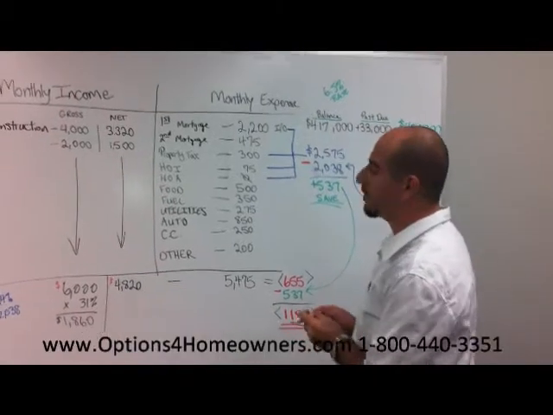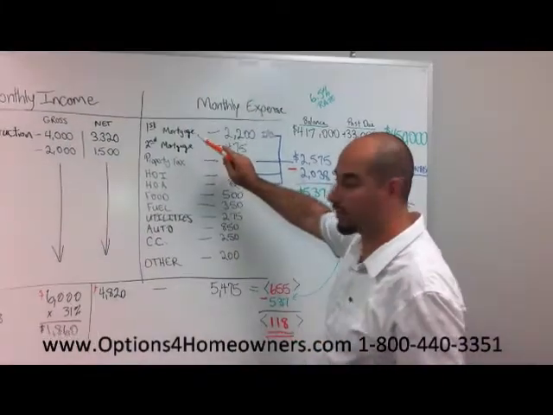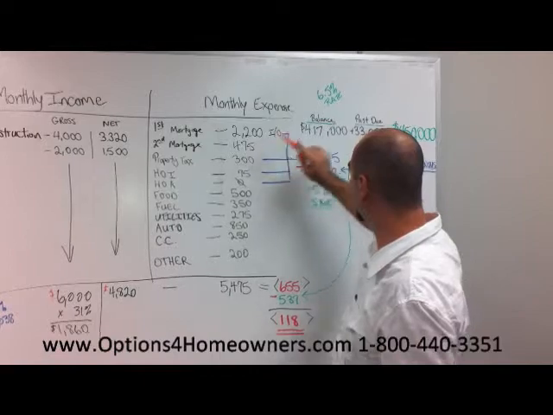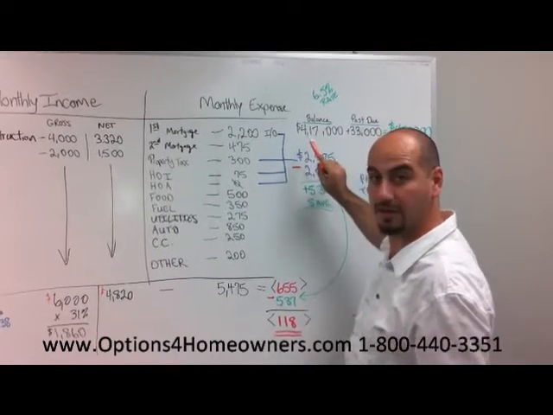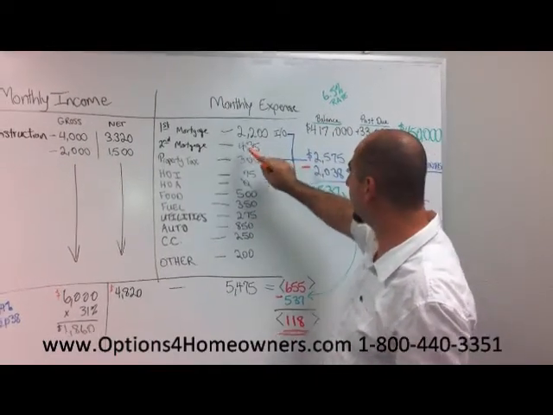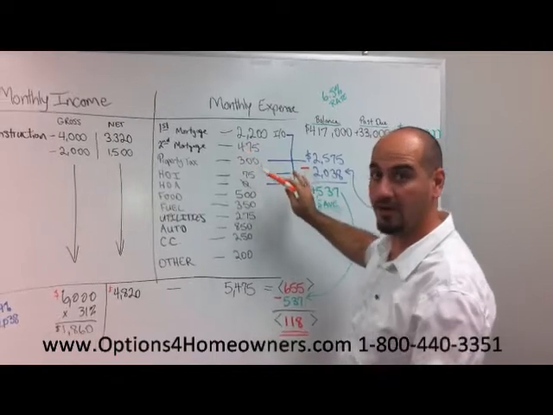Coming over to the monthly expenses, you have your first mortgage. In this example, based on a $417,000 principal balance, is about $2,200 a month on an interest-only loan.